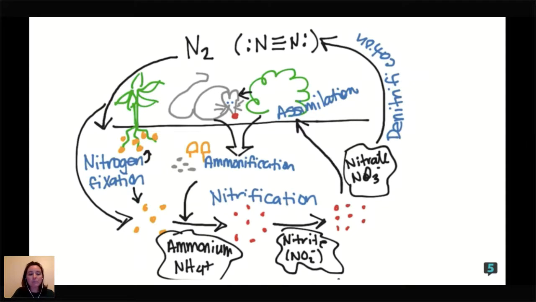That N2 can be broken apart by lightning. If there's a lightning strike during a thunderstorm, that will split those apart and help that nitrogen get into the soil and interact with other compounds in the atmosphere. The main way that nitrogen gets into the ecosystem is through nitrogen fixation. Bacteria that are just chilling in the soil all by themselves can fix nitrogen. They'll interact with the air and do some cool chemical reactions, and then they'll turn it into forms that plants can uptake.